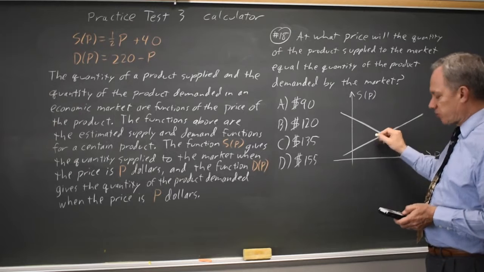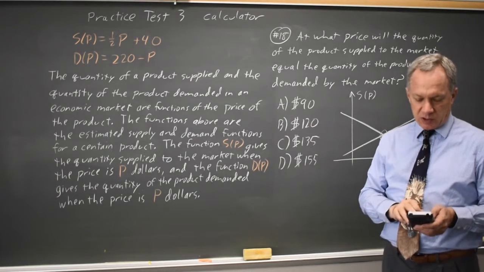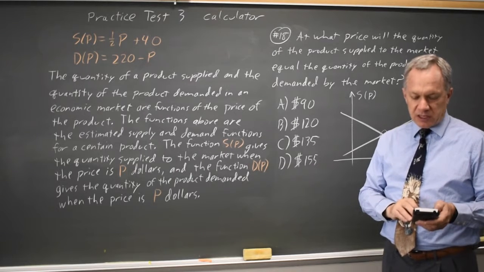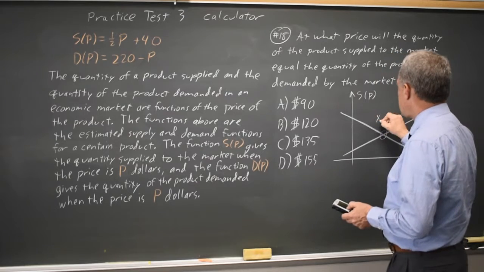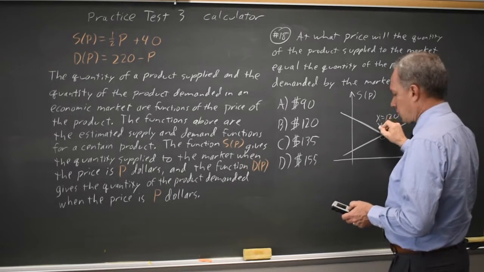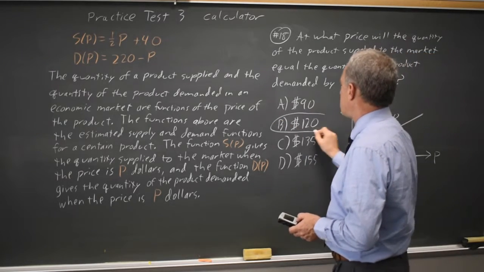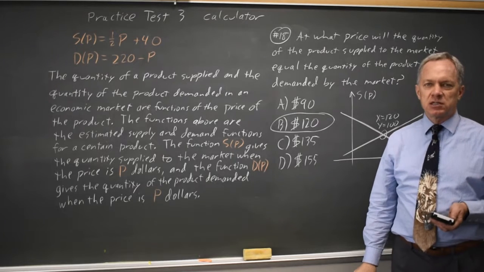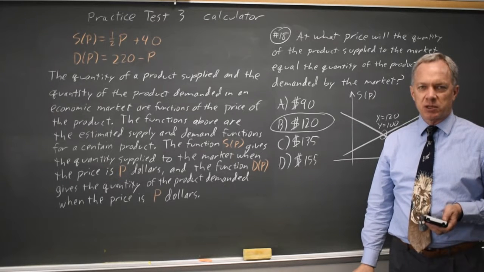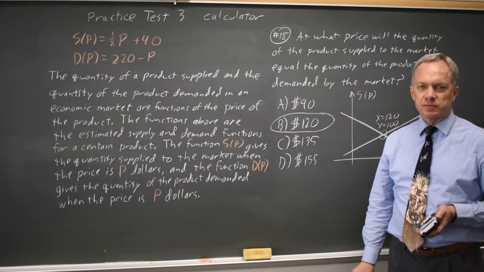If I ask the calculator for the coordinates at the point of intersection, second trace on my TI-83 or 84, choice 5 is intersect, hit enter 3 times, I can get coordinates X equals 120, Y equals 100, saying that at a price of 120, the supply is 100 and the demand is 100, so the quantities are equal, which is what College Board is asking for.